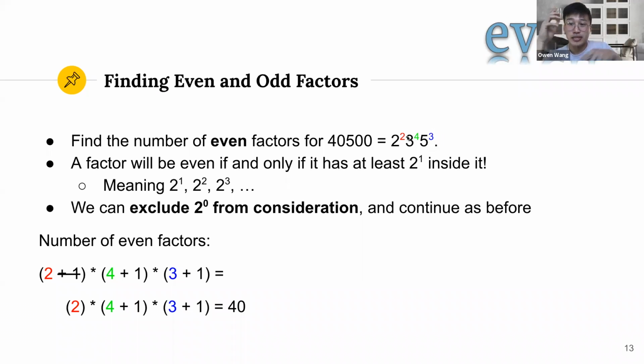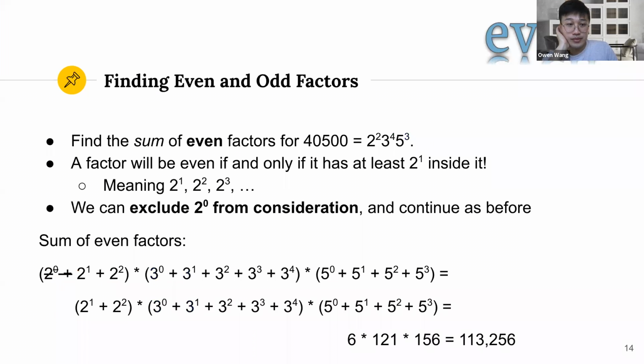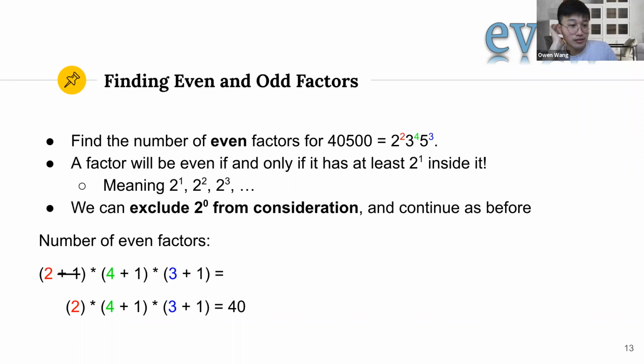This is kind of like we're counting how many different paths exist. But this time, as we count paths, we want to remove the tile that is 2 to the power of 0, because anything that has that tile in its path is not going to be an even factor. So we can remove 2 to the 0, which in this case means we don't do the plus 1. We don't add that last tile. So we can just do 2 times 4 plus 1 times 3 plus 1. And this gives us 40 factors. And yeah, next slide.